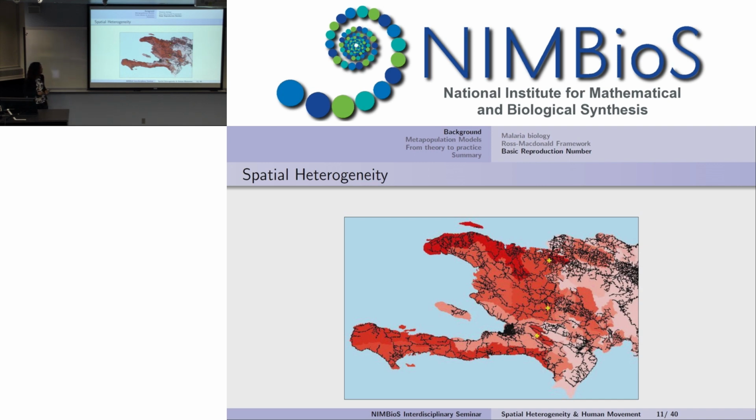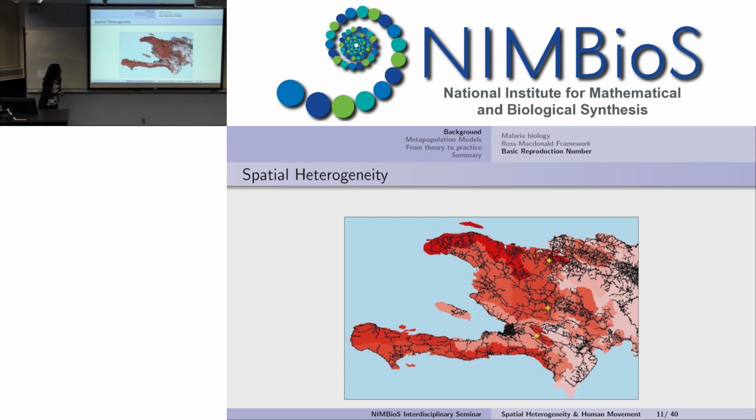So this is Hispaniola. On the west side, we have Haiti, and on the east side, we have the Dominican Republic. And the darker red represents higher malaria prevalence. And so we can see that the prevalence of malaria is very heterogeneous across this island, and there's a pretty stark contrast between Haiti and the Dominican Republic, with transmission being pretty low in the Dominican Republic. The black lines represent roads, and then these yellow plus signs represent border crossings.